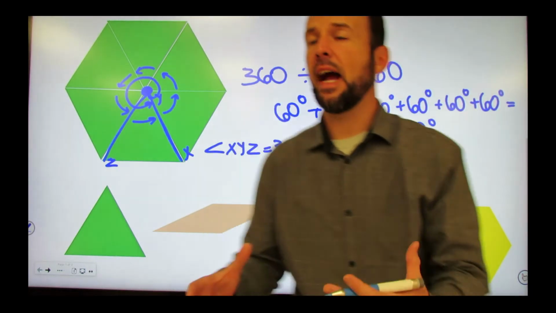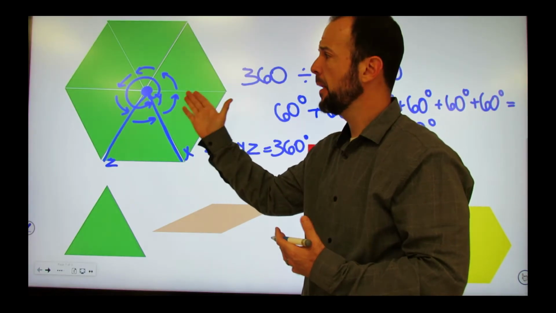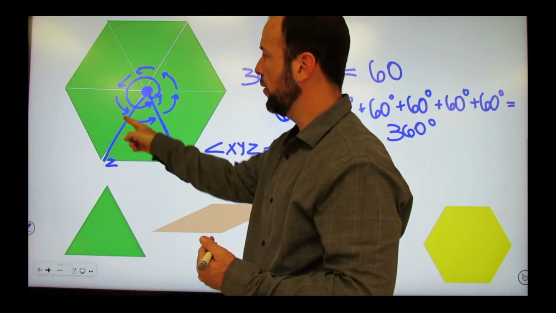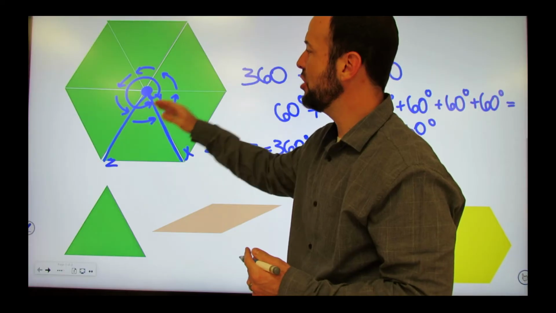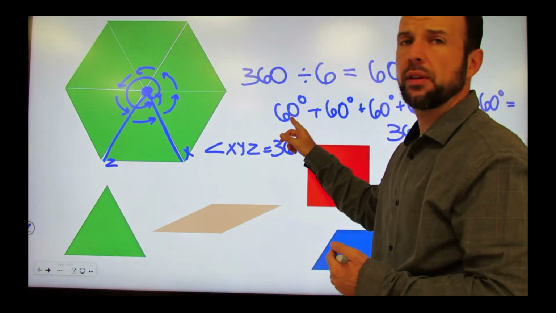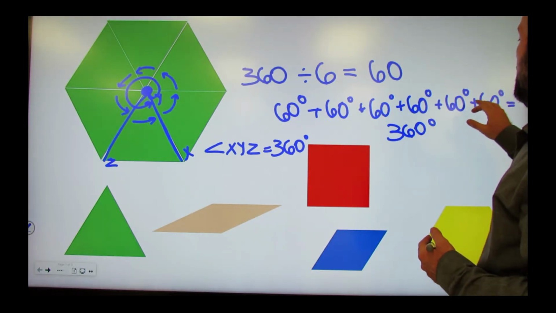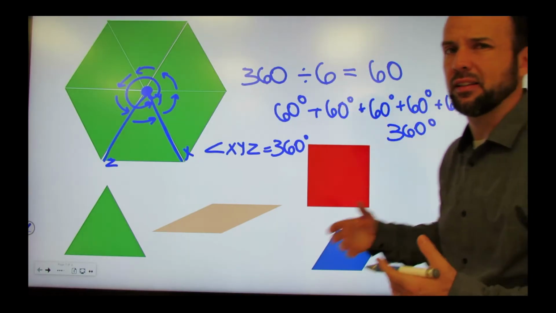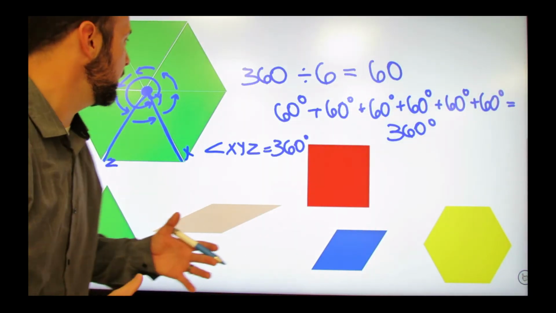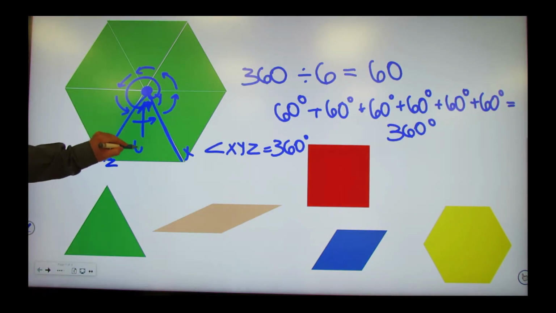So I can use these attributes of these shapes, knowing that all of these triangles are the same, and knowing that to get all the way around is going to be 360 degrees. I have 6 of these shapes in here, so that means each individual angle is going to measure 60 degrees. 60 plus 60 plus 60 plus 60 plus 60 plus 60 is going to equal 360. It's a lot of 60s in there, a lot of counting, but you get the idea. Okay? So each one of these interior angles here is going to measure 60 degrees. Okay?